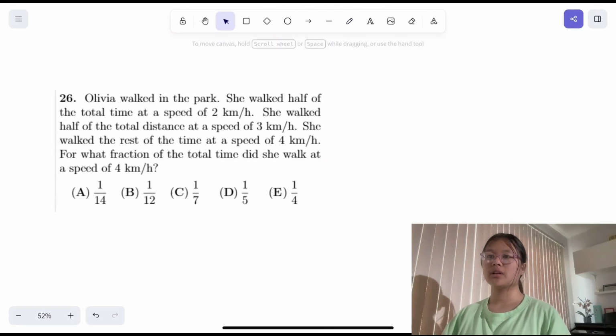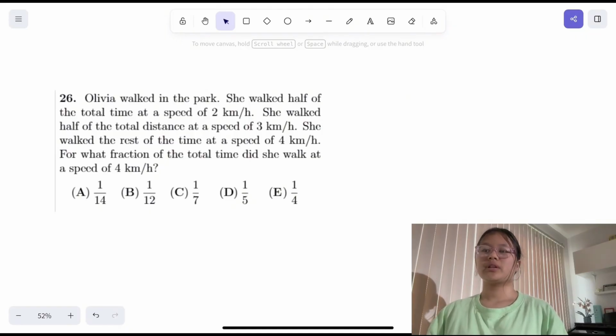Olivia walked in the park. She walked half the total time at a speed of 2 kilometers per hour. She walked half of the total distance at a speed of 3 kilometers per hour. She walked the rest of the time at a speed of 4 kilometers per hour. For what fraction of the total time did she walk at a speed of 4 kilometers per hour?